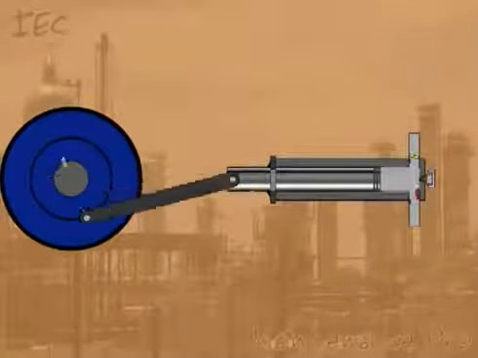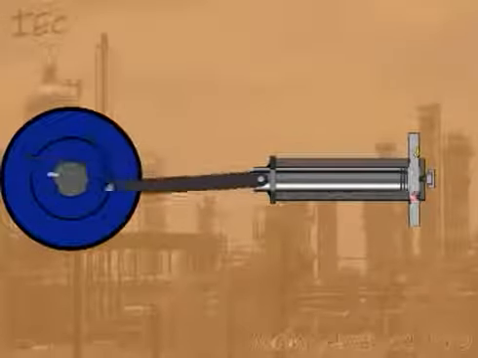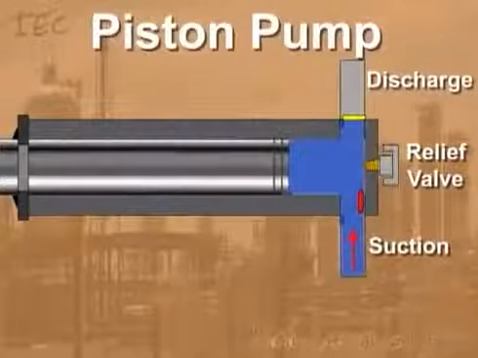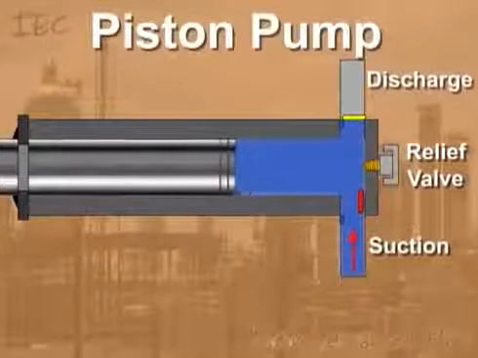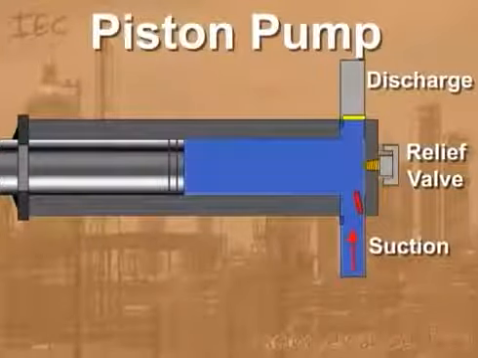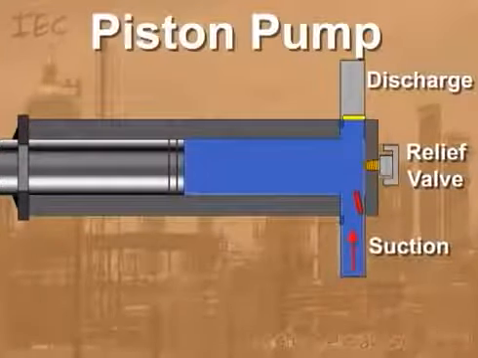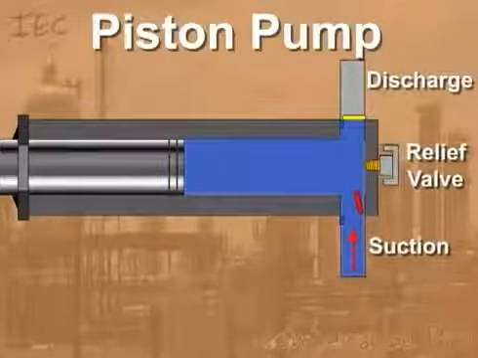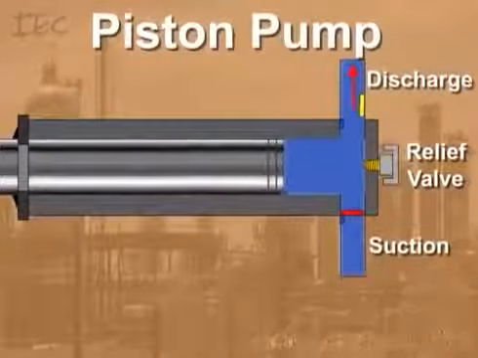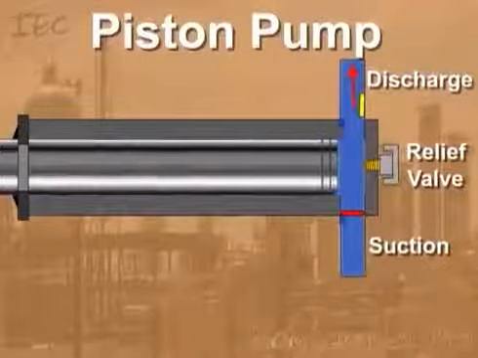The piston pump operates with a suction stroke and a discharge stroke. The suction stroke occurs when the piston pulls out of the cylinder. A low-pressure vacuum is created, causing the suction side to open and the discharge side to close. On the return stroke, the suction valve is closed and the fluid is forced out of the discharge.